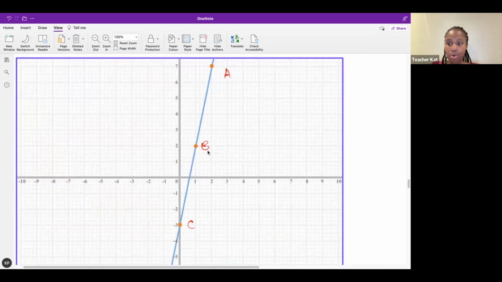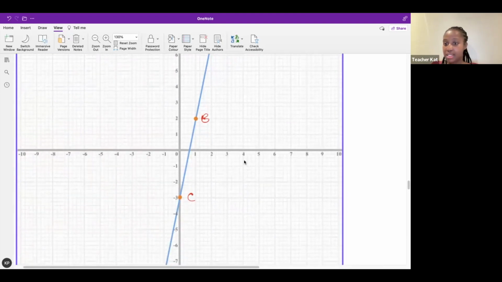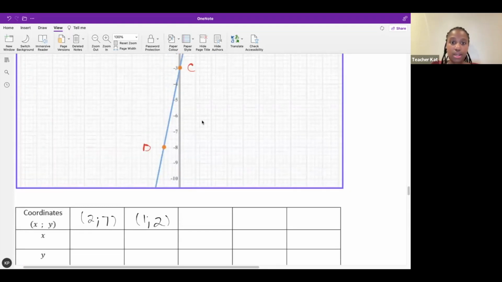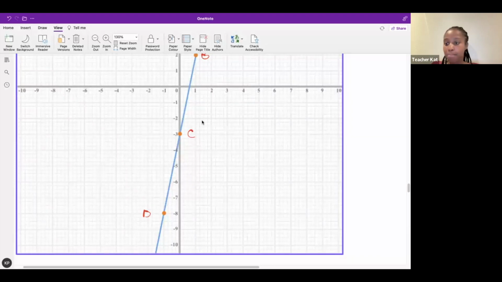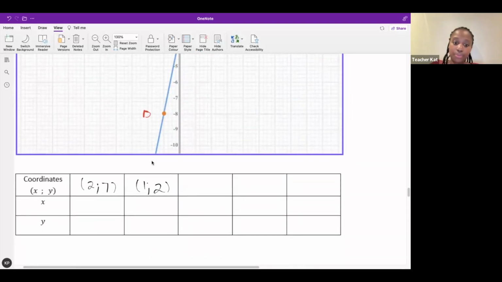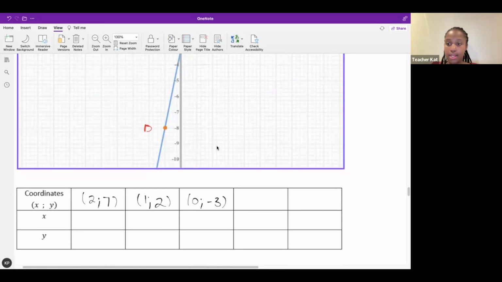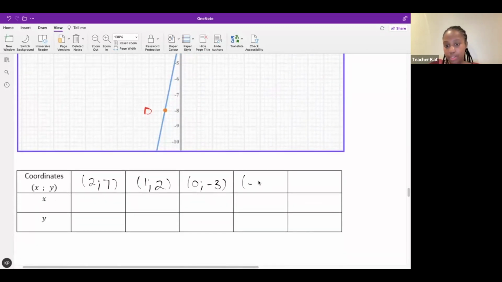Point B, what are my coordinates for point B? Nice. It is 1, 2. All right. Point C. Nice, I'm glad you guys don't confuse the 0 coordinates about where it goes. So it is 0, -3, and point D is -1 and -8. -1, -8.